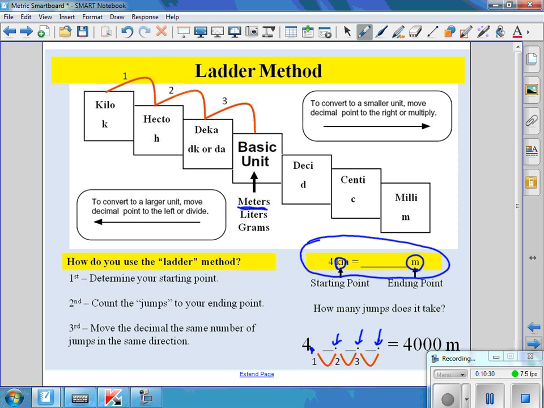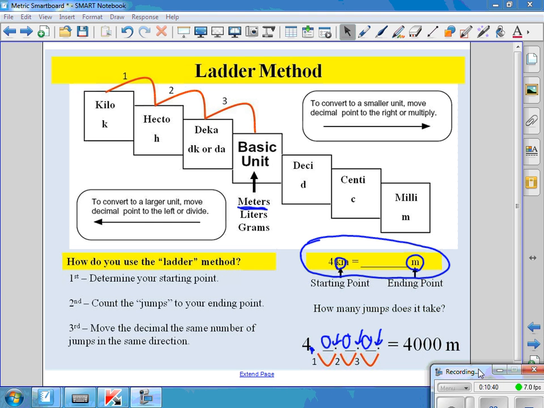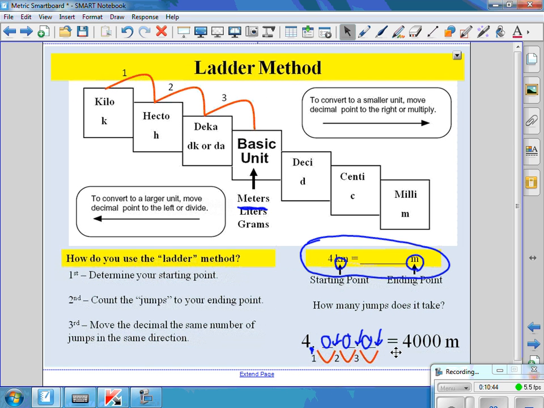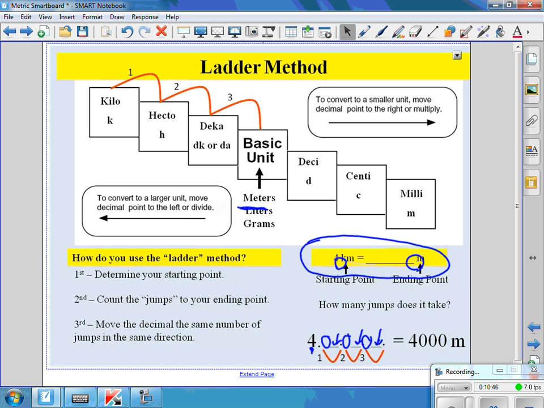Now, we've got 3 empty loops. We need to fill these loops with zeros. So our answer would be 4,000 meters.